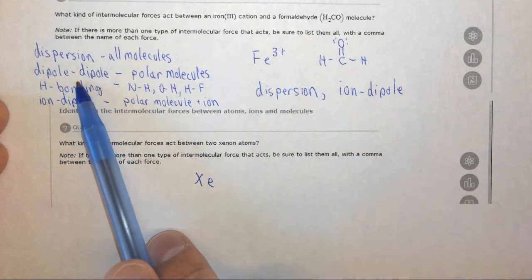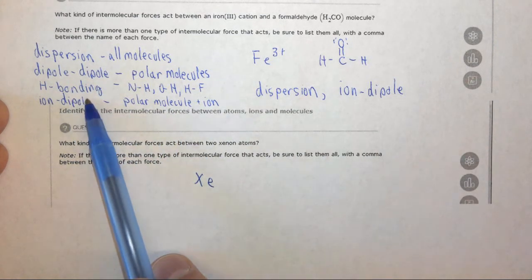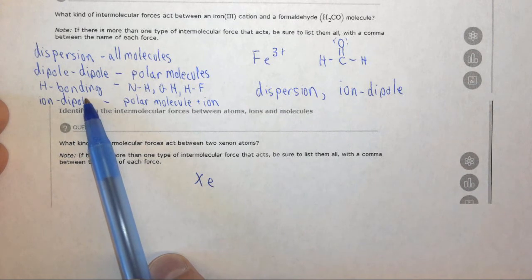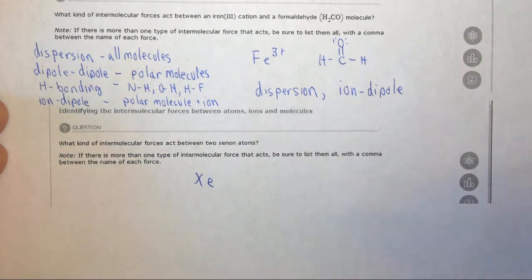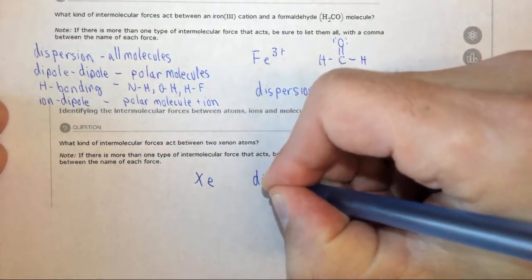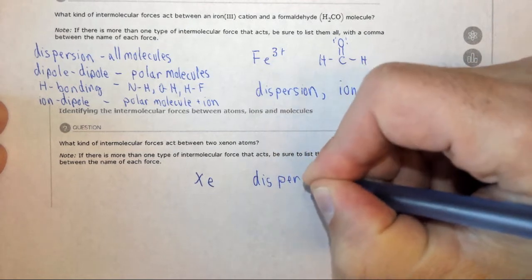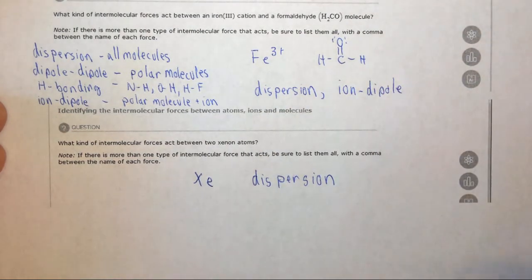If a molecule is not polar, it can't have dipole-dipole. Clearly, it doesn't have hydrogen bonding, it doesn't have a nitrogen, oxygen, or fluorine, and it's not an ion, so you can't have ion dipole. So the only intermolecular force in this molecule is the dispersion force.